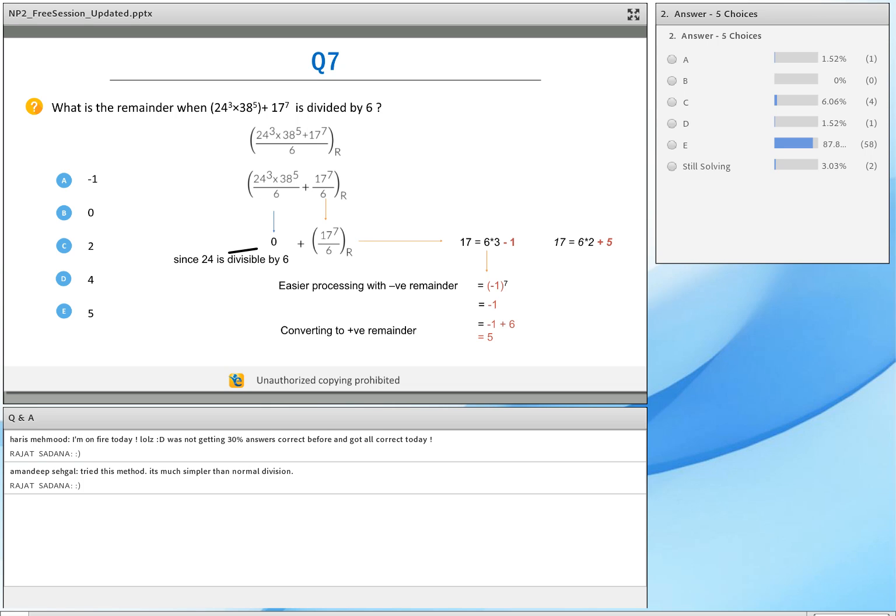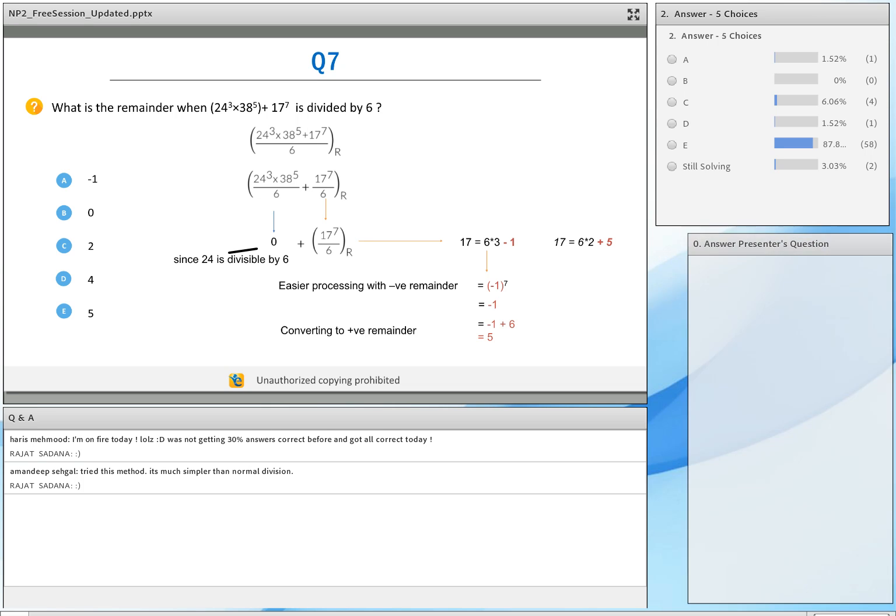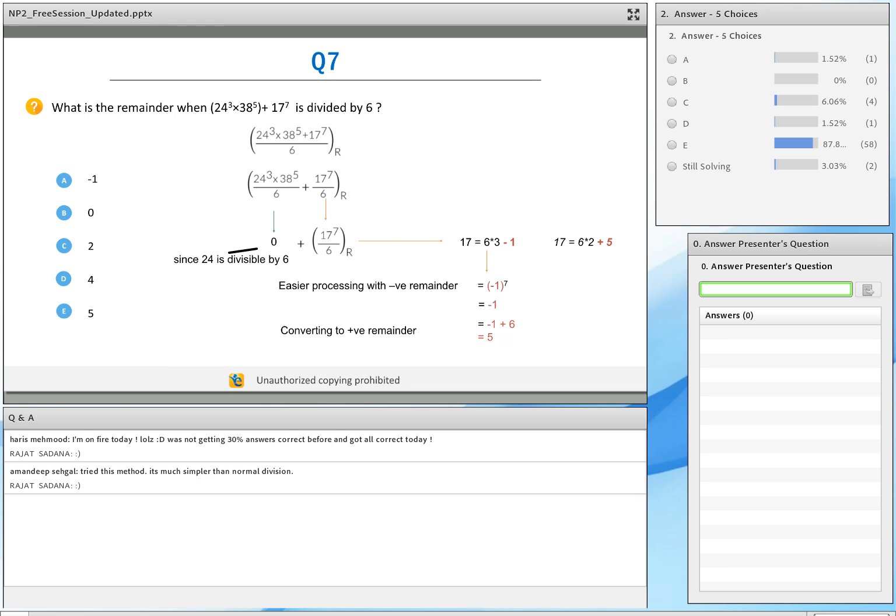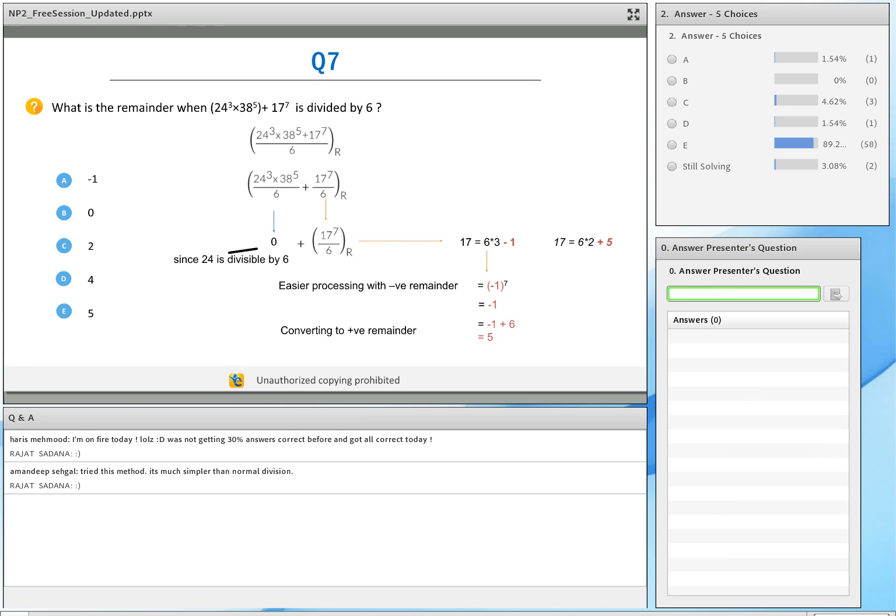Now, hopefully, this allowed you to appreciate the concept of negative remainders a bit more. Can I solve this using the concept of positive remainders? Yes, Nishant, I can. You just have to calculate what's 5 to the power 7. That's all that you need to do. And then you have to divide that number by 6, and you're going to get to the same answer.